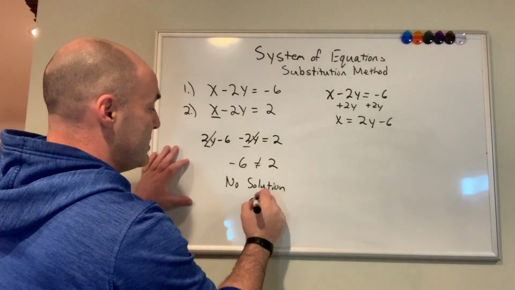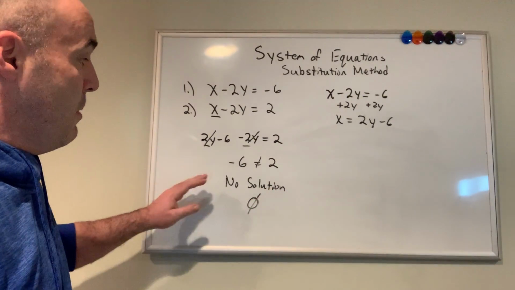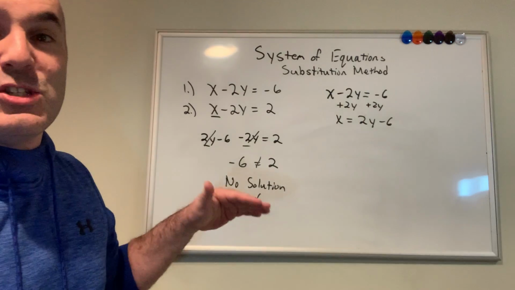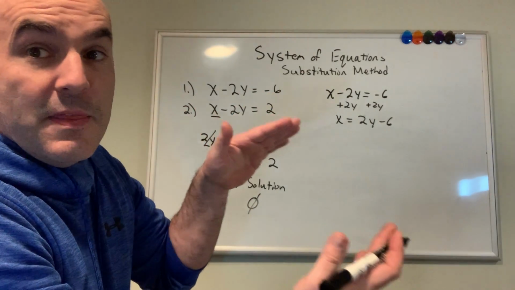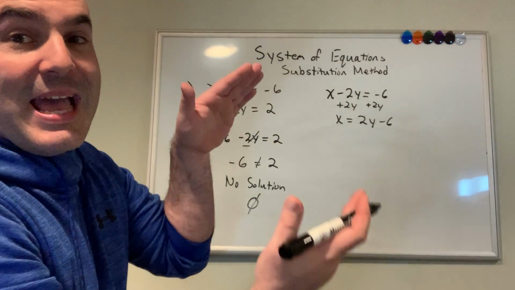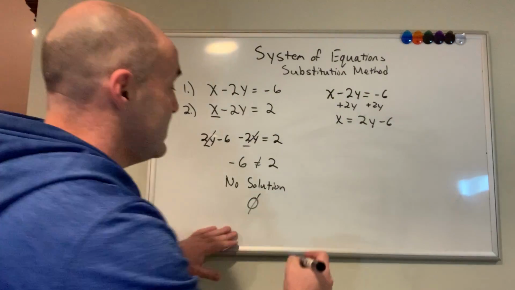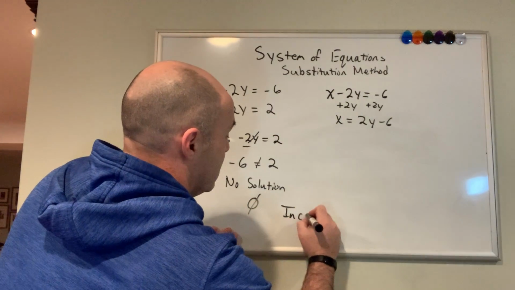You guys may have used empty set in the past, but what we're showing here is that these two lines were parallel. They ran parallel, had different y-intercepts, and never crossed. It is inconsistent.